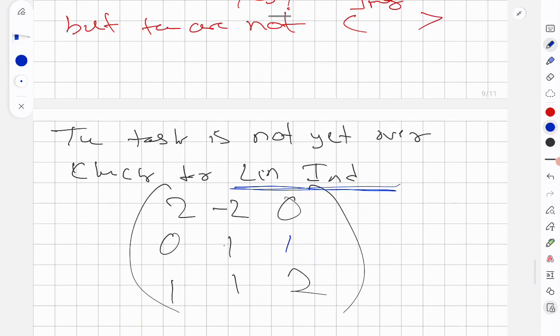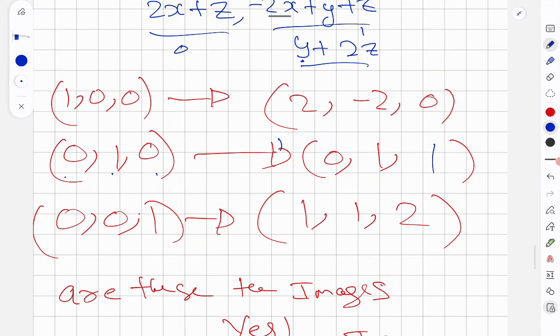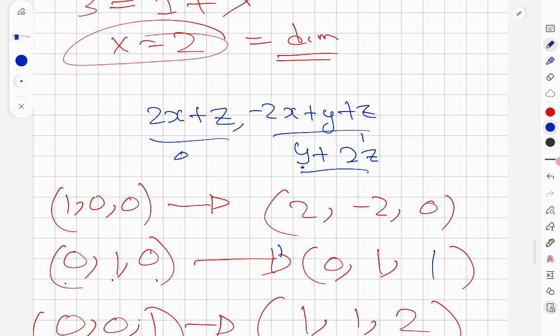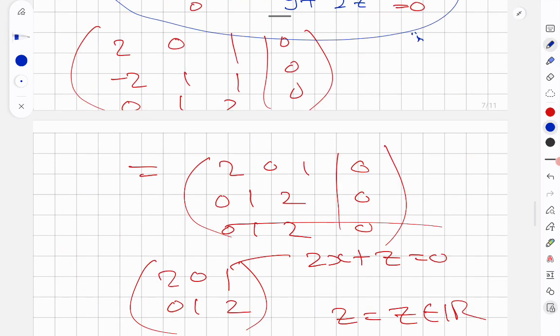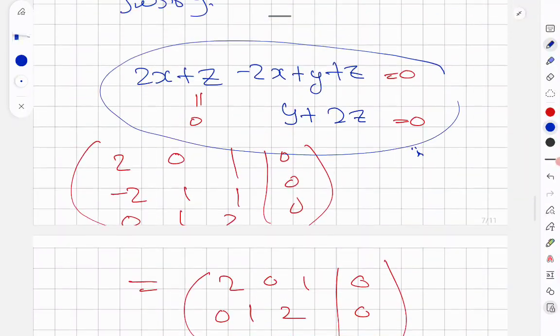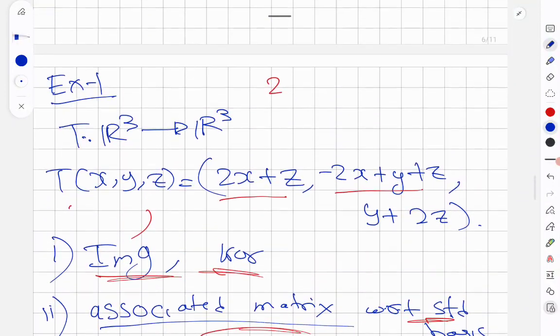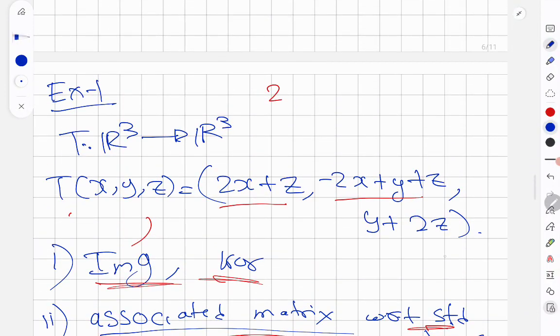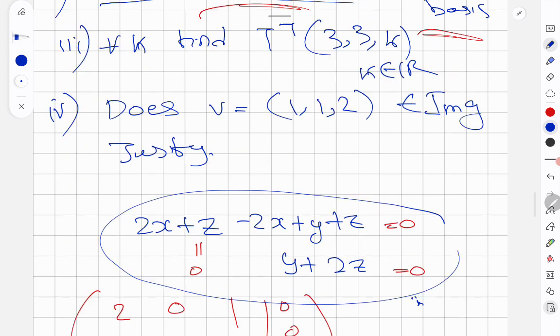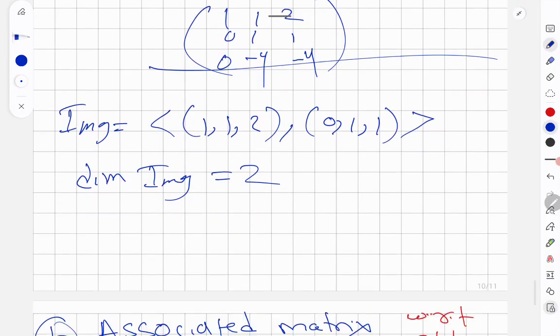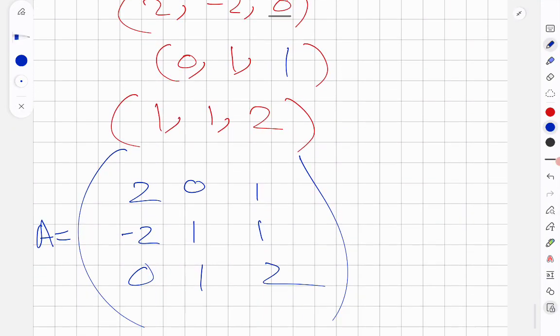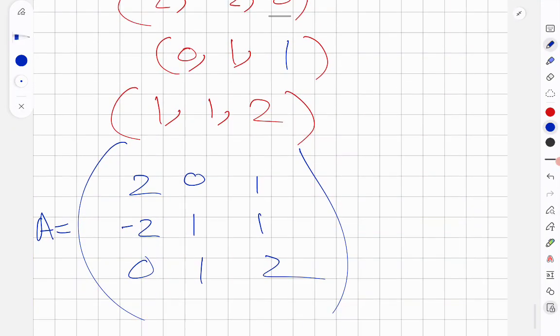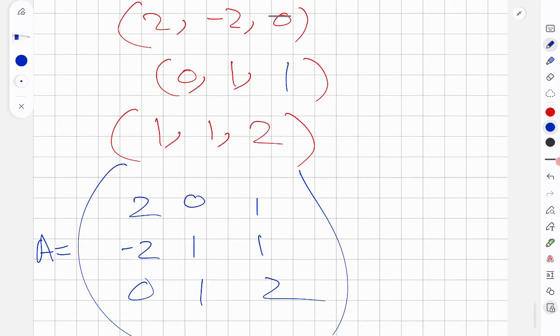Okay, why does that happen? What do you mean by associated matrix? You can define this relation with that matrix. So we got our associated matrix as this one: 2 0 1, minus 2 1 1, 0 1 2. Okay, if we write only this without further explanation.